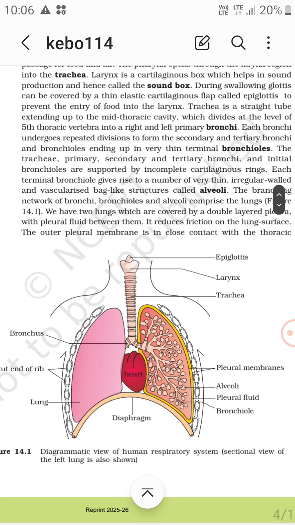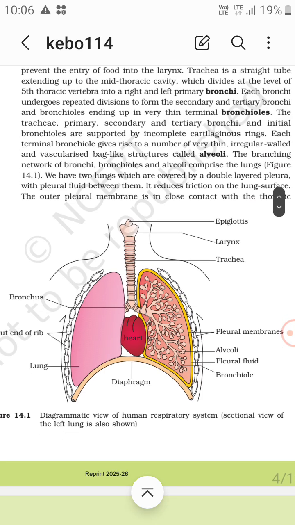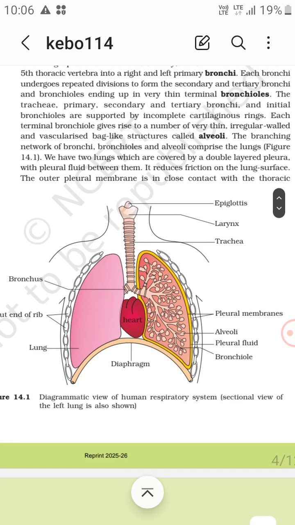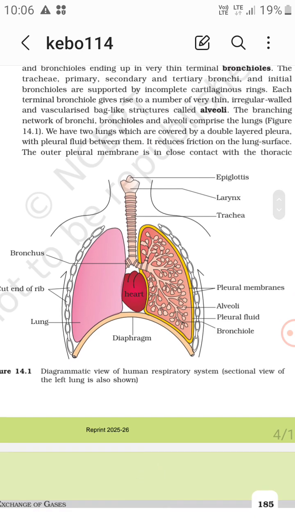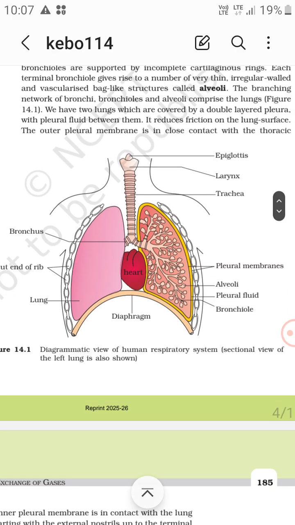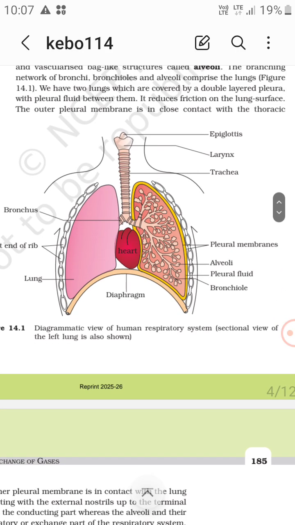So this is the diagrammatic view of the human respiratory system, a sectional view of the left lung. Epiglottis covers the glottis so that food does not enter the larynx, which is the sound box. Then the larynx leads through the trachea, and the trachea branches into the bronchi: primary bronchi, then secondary bronchi, then tertiary bronchi, then initial bronchioles. From the trachea up to the initial bronchioles there are incomplete cartilaginous rings.